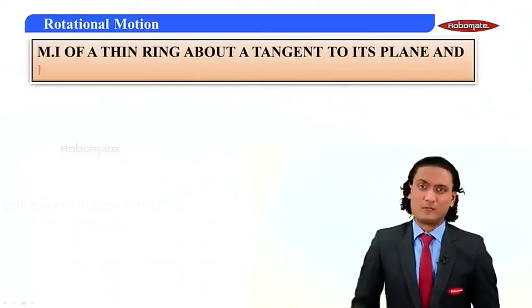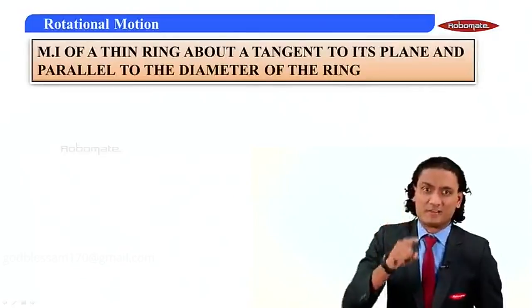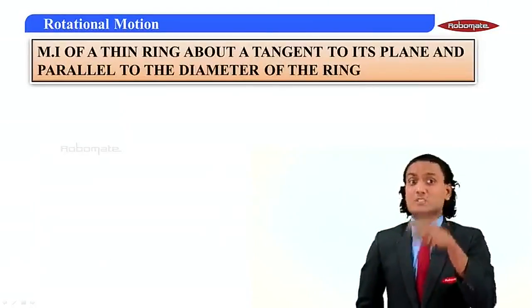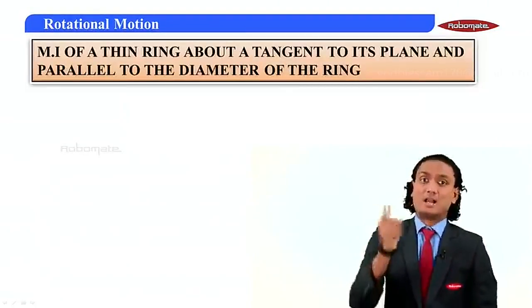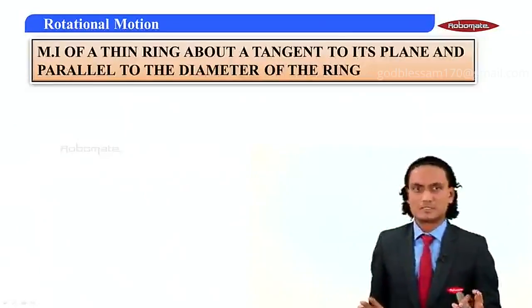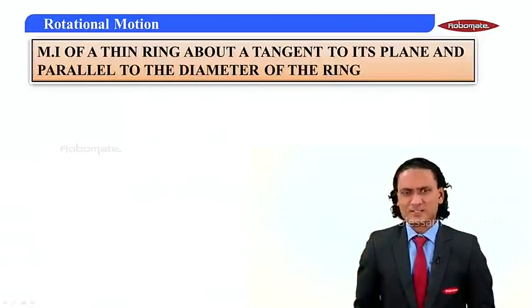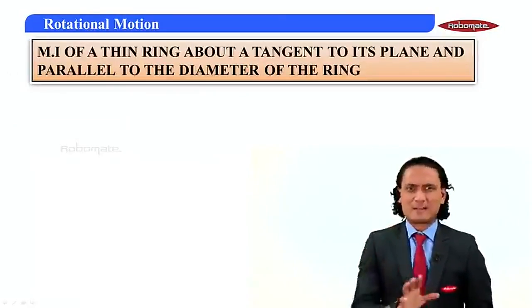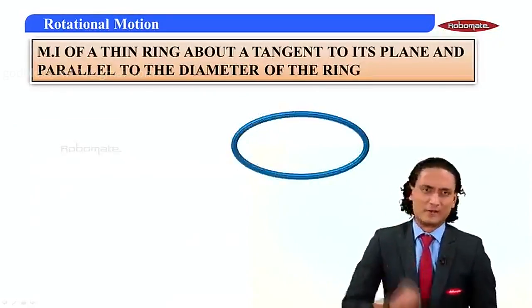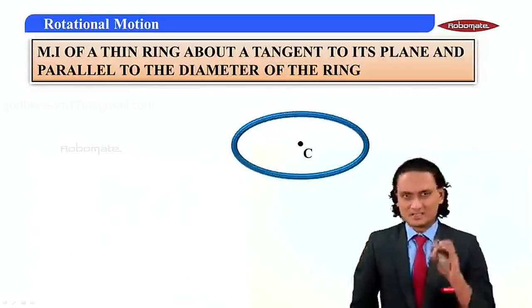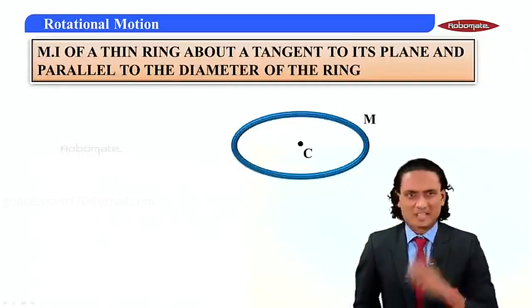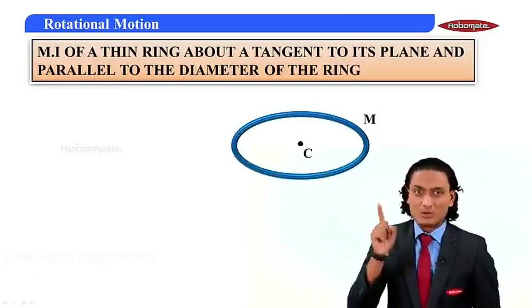First, we need to find out the moment of inertia of a thin ring about the tangent to its plane and parallel to the diameter of the ring. Alright. Bit difficult. Let us bring in the diagram. Diagrams will make things simple. So I'll take a thin ring. Point C is the center of the ring. M is the mass of the ring.